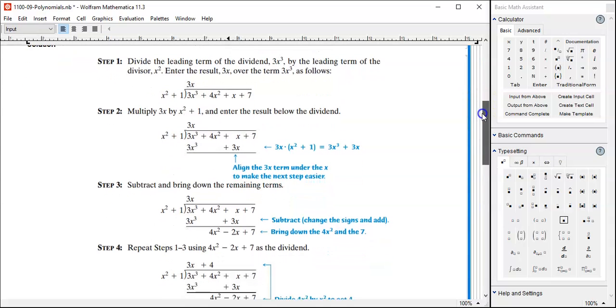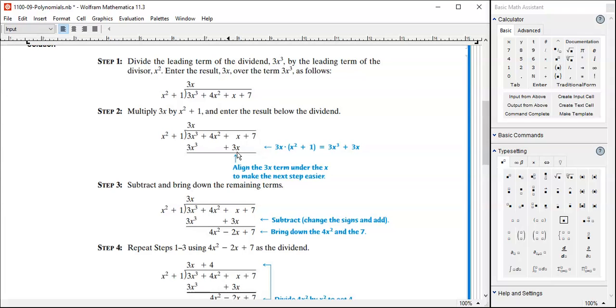So I no longer need that problem set. Step 1 is to focus upon the leading terms. The leading term 3x cubed is equal to this leading term x squared times something. What is that? Of course 3x. x squared times 3x is 3x cubed. Now that this 3x is settled, multiply this 3x to the entire divisor, not just to the leading term, but to the entire polynomial. The result is 3x cubed plus 3x.